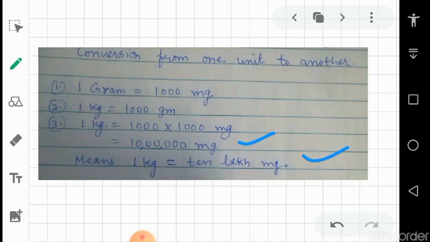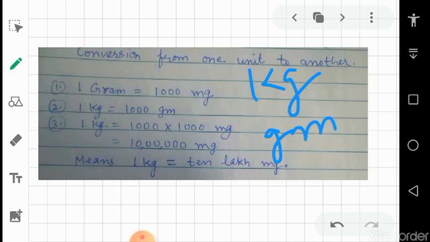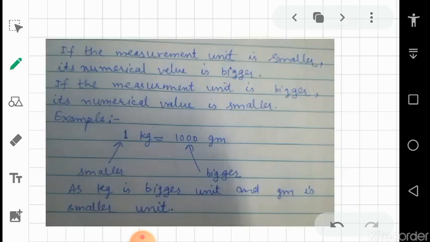These are the abbreviations. For kilogram we write kg. For gram we write just g or gm, and for milligram we write mg. Now ml is for milliliter, so be careful. Mg stands for milligram. These abbreviations are used everywhere. You can use them conveniently. Now we will go through the questions one by one based on these conversions and units.